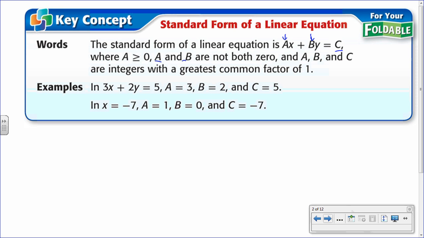Let's see if anybody can tell me what this means. A, B, and C are integers with the greatest common factor of 1. What does that mean? Anybody tell me? Raise your hand if you know. Anything can be multiplied by 1. Common factor. Greatest common factor.